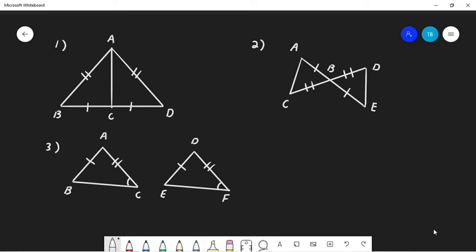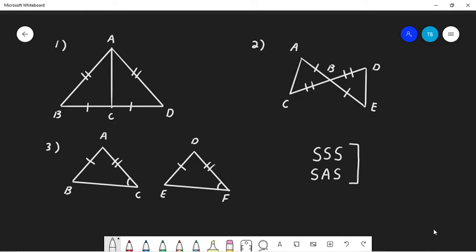In this video we are going to go over two methods by which we can prove a pair of triangles is congruent. These are the SSS postulate or side-side-side postulate and the SAS postulate or side-angle-side postulate. So the SSS postulate states that if three sides of a triangle are congruent to three sides of another triangle, then the triangles are congruent to each other.